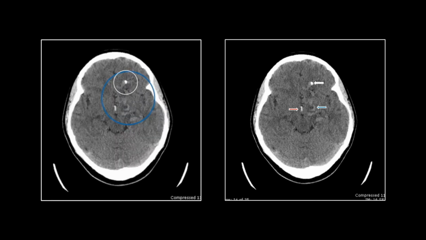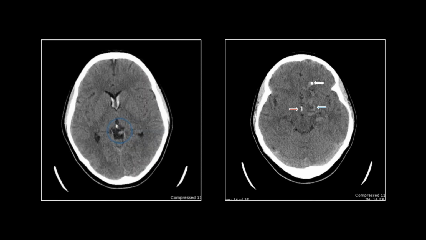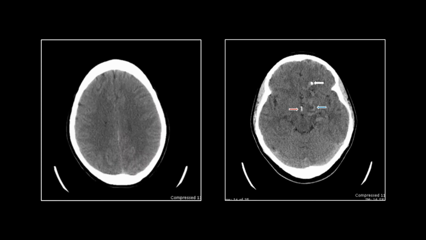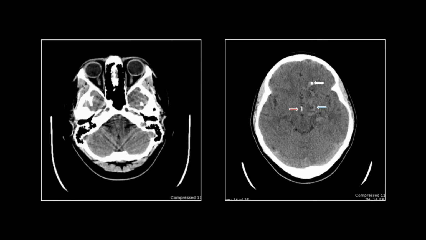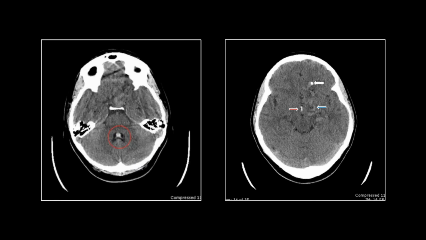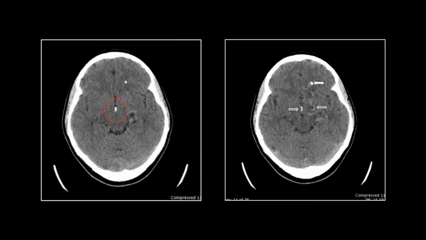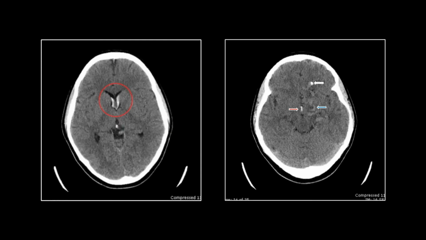So let's take a look at this. This, of course, is a giant AVM. There was that cortical calcification. There is the large draining vein. Watch that one posteriorly. You can see a huge draining, probably basal vein of Rosenthal.